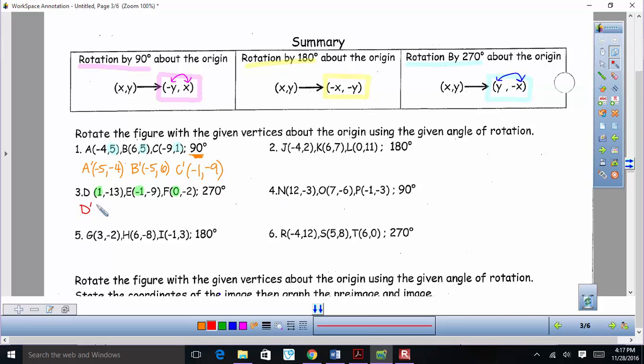So for D prime, we're swapping these two, so negative 13, and then this becomes a negative 1. For E prime, we swap, so negative 9, and this negative 1 becomes a positive 1. And for F prime, we swap these, so I get a negative 2. And then 0, 0 can't be positive or negative, so it would just stay 0. Okay?